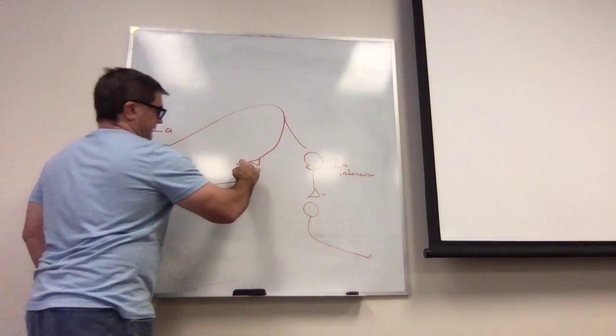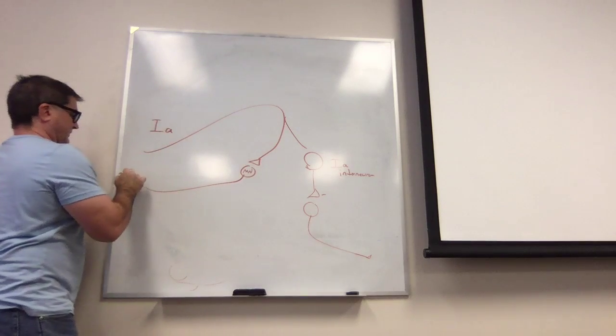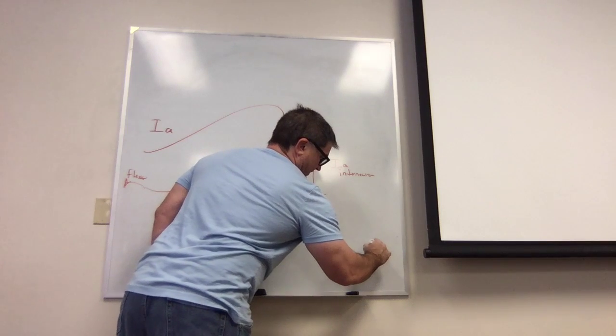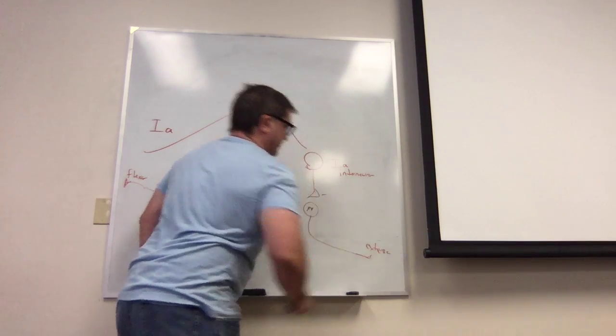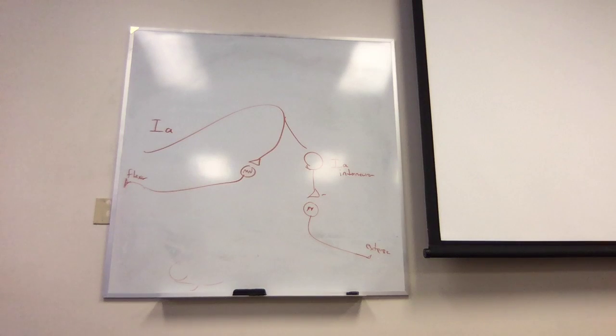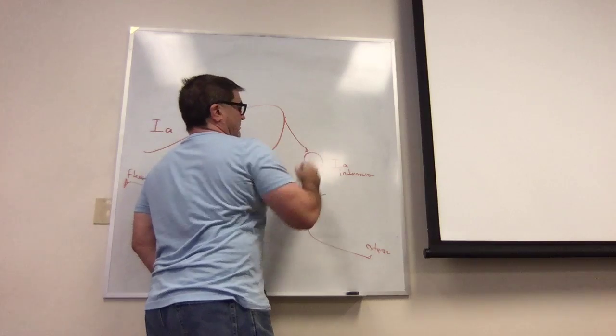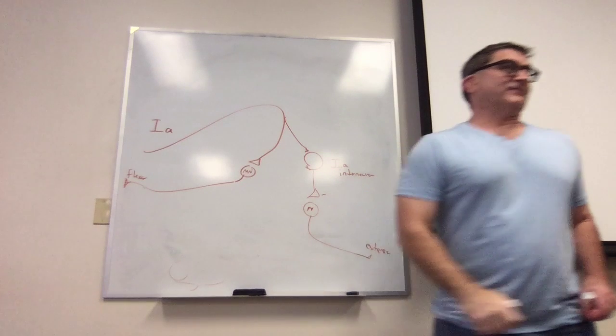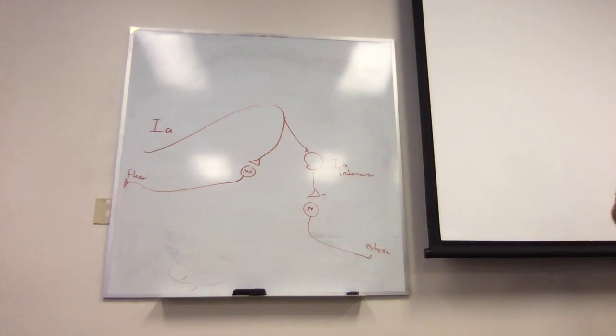So this is a motor neuron. In this case, it's the flexor. It inhibits the opposite. So that's the 1A. All right, what does the 1B do? It's inhibitory as well, but it inhibits this one. So that's an example of reciprocal innervation where the effect is inhibitory, where you go through an interneuron. The interneurons are not always inhibitory, but they're mostly inhibitory.